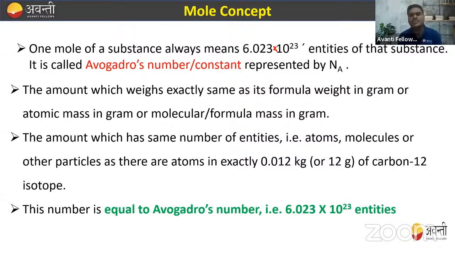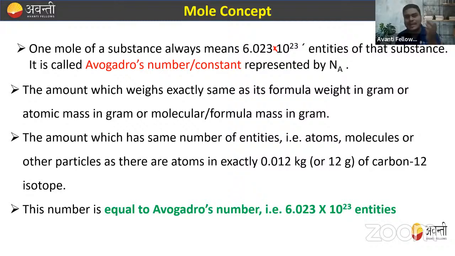Now the amount which weighs exactly the same as its formula weight in gram, or atomic mass in gram, or molecular formula mass in gram is known as 1 mole. So these all are the definitions of 1 mole. Okay, किसको 1 mole तुम लोग बोलोगे? Now the amount which has the same number of entities, that is atoms, molecules or other particles, as there are atoms in exactly 0.12 kilogram or we say 12 gram of carbon C12 isotope.